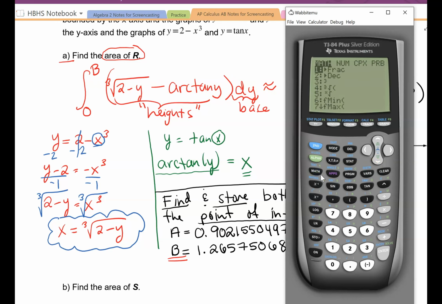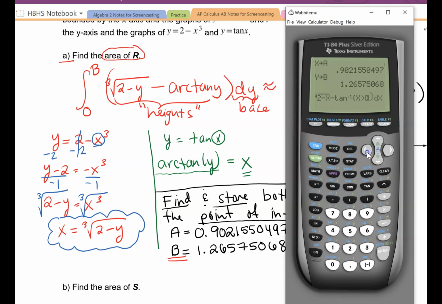So for the cube root, I'm going to go to the math menu and option 4, and then I'm going to type in 2 minus the variable key. The variable key is always automatically in terms of x. And then I'm going to subtract from that the inverse tangent. To access inverse tangent, you hit second tangent, and that'll pull up the inverse tangent, which is the same as arctan. And then I hit the variable button, which is always in terms of x, even though we understand that this is really the function in terms of y. And then we'll hit x here.